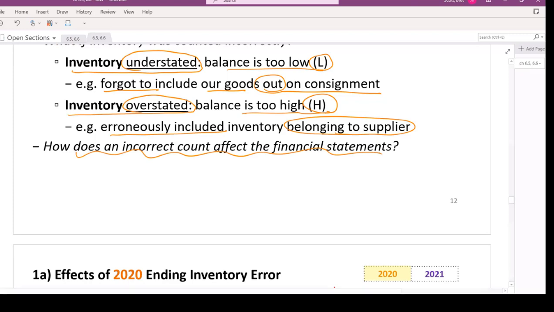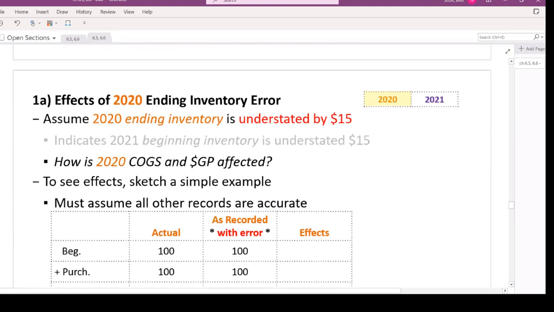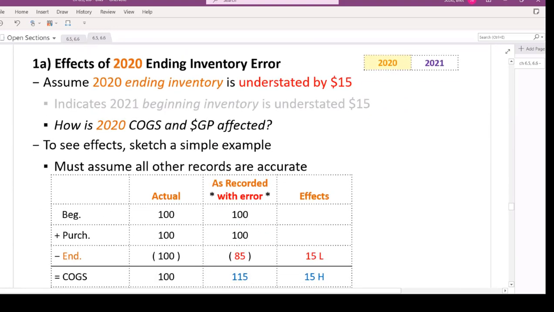Believe it or not, if we screw up a count, it can affect not just one year's worth of financial statements, it can affect two years' worth of financial statements. One error has a trickling down effect. It just exacerbates everything. So let's go through an example.